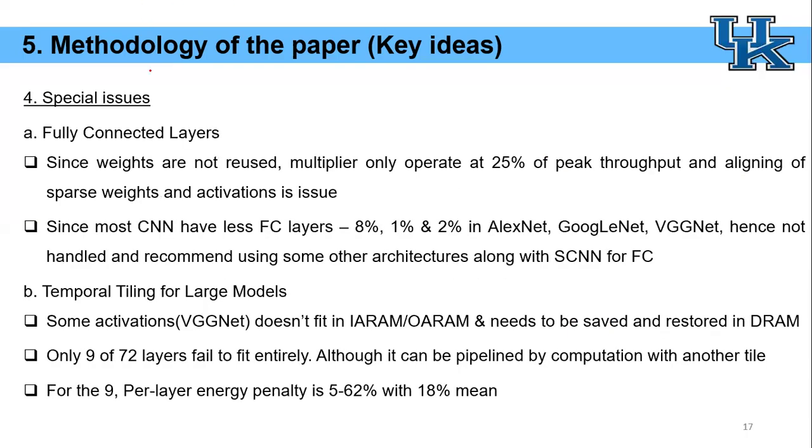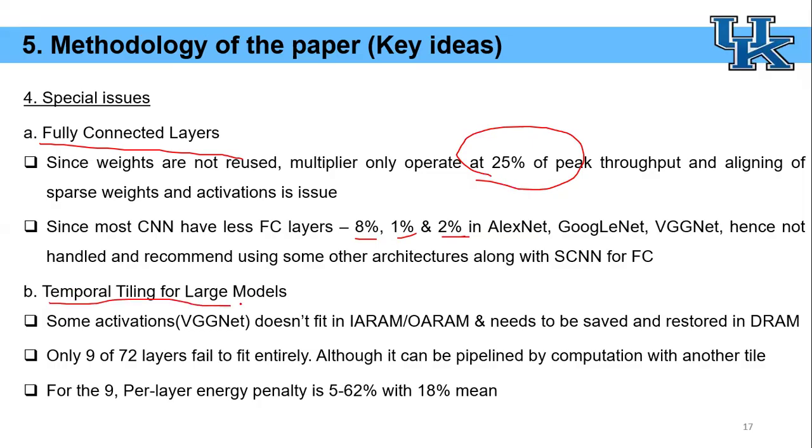So there are special issues with this architecture. The first one is fully connected layers. As I have never mentioned fully connected layers here, this architecture is not meant for them. The authors assume that they are a very small part, only 8% in AlexNet, 1% in GoogleNet, and 2% in VGGNet, so they have not optimized for it, right? The issue is that the multiplier does the multiplication of all of the weights and all of the inputs, which is not required, because for fully connected we only need to multiply a single input by a single weight. We don't multiply by all of the weights. So we will only have 25% of useful throughput. That's an issue here.